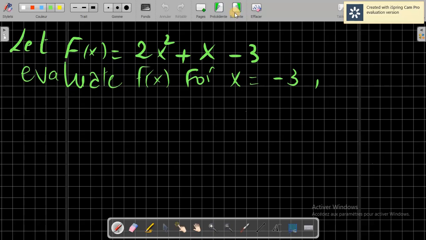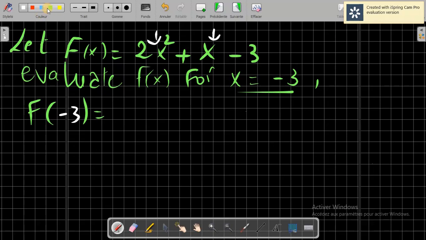Now, let f(x) be 2x squared plus x minus 3. So the question here is: evaluate f(x) for x equal to negative 3. If we go the old way, the plug-in and chug way, f of negative 3. Because the question says evaluate f(x) for x equal to negative 3, you'll be plugging in a negative 3. Whenever you have x, you need to replace x by negative 3.